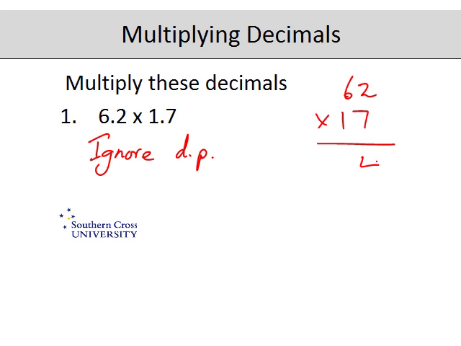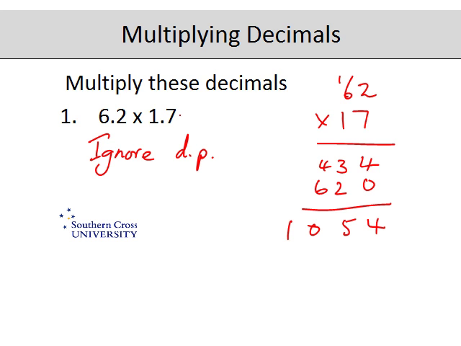7 2s are 14, 7 6s are 42, 43. Put down a 0 for multiplying by tens, and 1 2 is 2 and 1 6 is 6. Adding these up, and we get 1054.